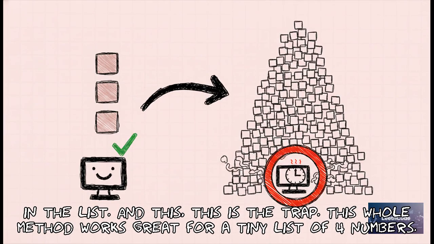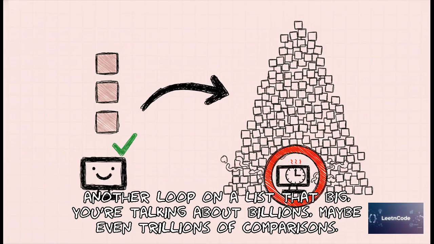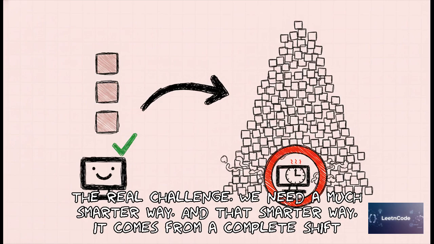And this is the trap. This whole method works great for a tiny list of 4 numbers. But the real problem says the list can have up to 100,000 numbers. Think about that. A loop inside another loop on a list that big, you're talking about billions, maybe even trillions of comparisons. That is way, way too slow. You're going to hit submit, and boom, time limit exceeded. So this is the real challenge. We need a much smarter way.